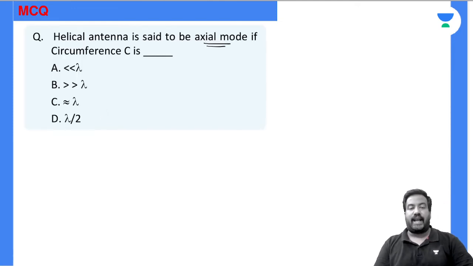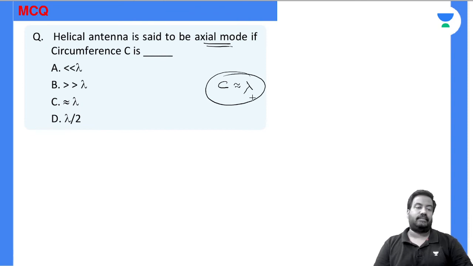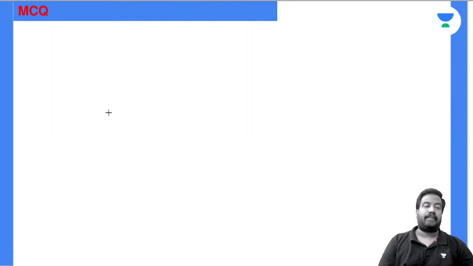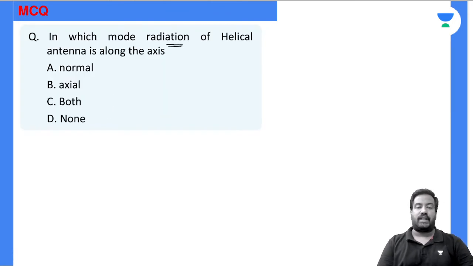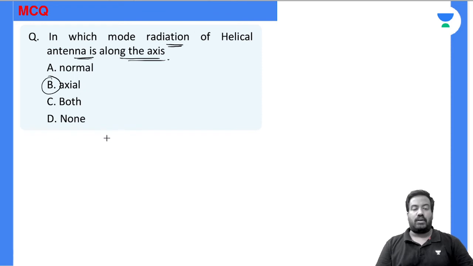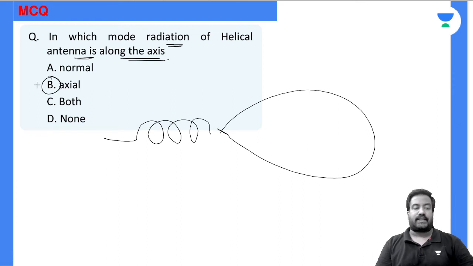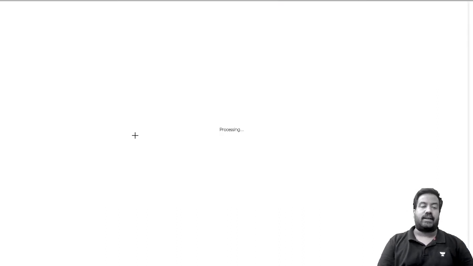A helical antenna is said to be in axial mode if circumference is approximately equal to lambda, or diameter is approximately equal to lambda by 3. Circumference is approximately equal to lambda. Option C is the answer. In which mode is the radiation of a helical antenna along the axis? When a helical antenna is operated in axial mode, radiation is along the axis. Option B is the answer.